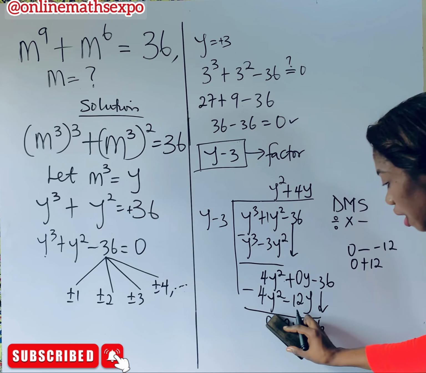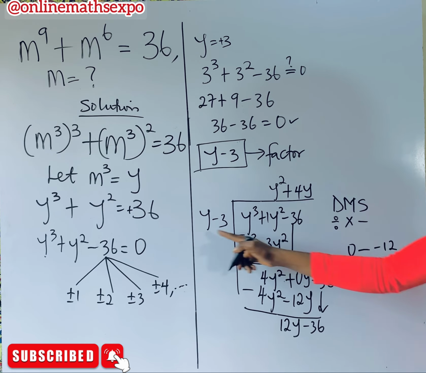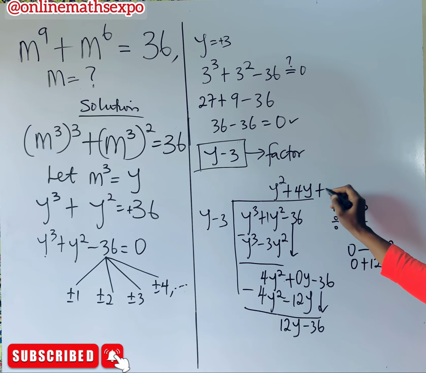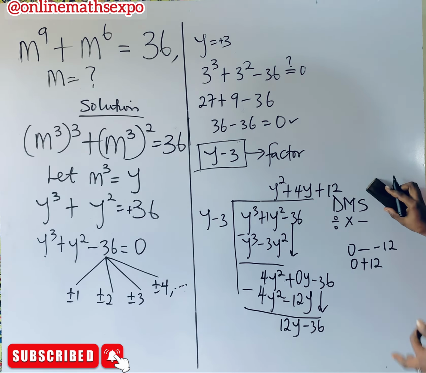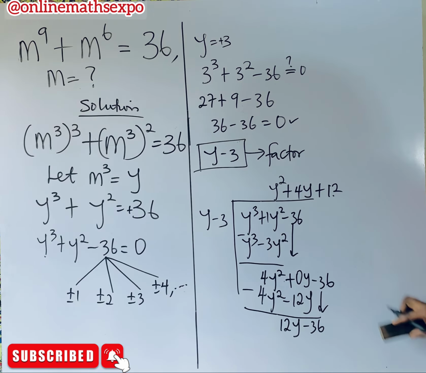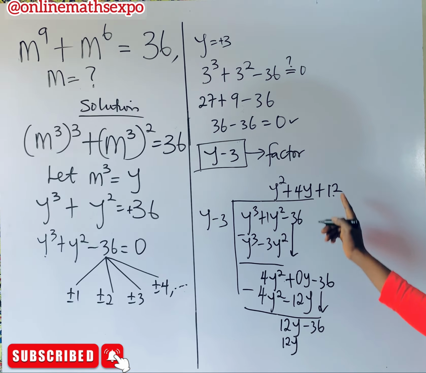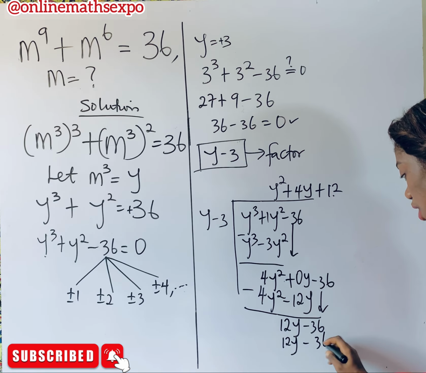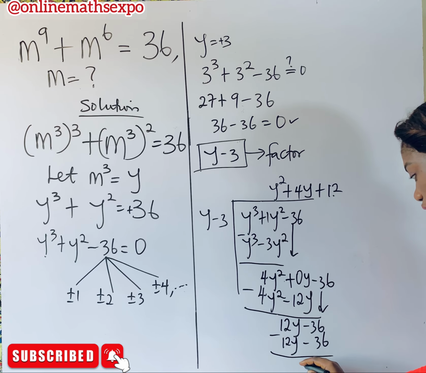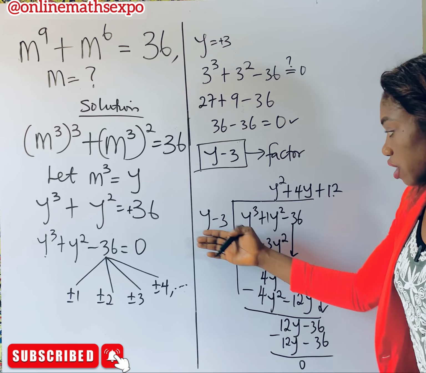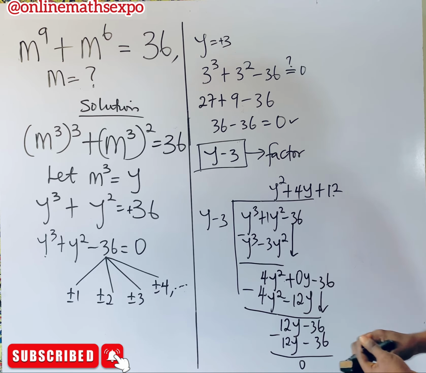Repeat this cycle again. So we're having divide. Use this to divide, it gives you 12. Then what do you do again? You multiply. Multiply this, it will give you 12y. Multiply this, it will give you negative 36. Subtract is 0. So we are done dividing. See, there is no remainder. That's why we say this y minus 3 is a factor.